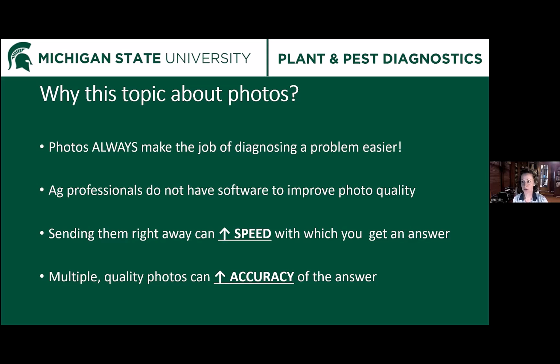When you send photos that accompany a sample, this is going to speed up the time in which you get an answer in most cases, because it cuts down on me having to come back and ask you for a picture. So if you send it from the get-go, we're already one step ahead to getting you an answer to your question about plant health. And then also, if we have multiple quality photos, sometimes that can help increase the accuracy of the answer that we can provide for you.